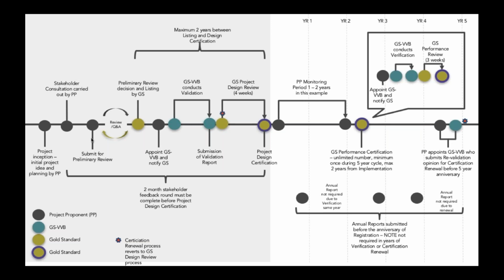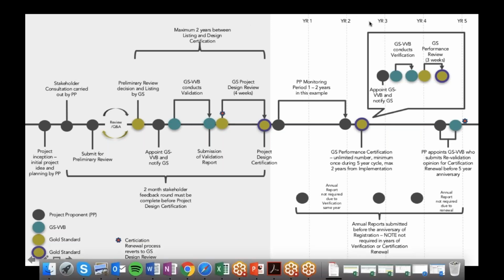And then as you move to ex post, again, you would appoint a GSVVB to carry out your verification as normal, and then we would conduct a performance review rather than an issuance review. That just reflects that not all projects will issue something. So we've changed that language to performance review, but issuance as a step still exists as well. So if you are issuing something, then that's when that happens. There are some tweaks ex post which are worth being aware of.